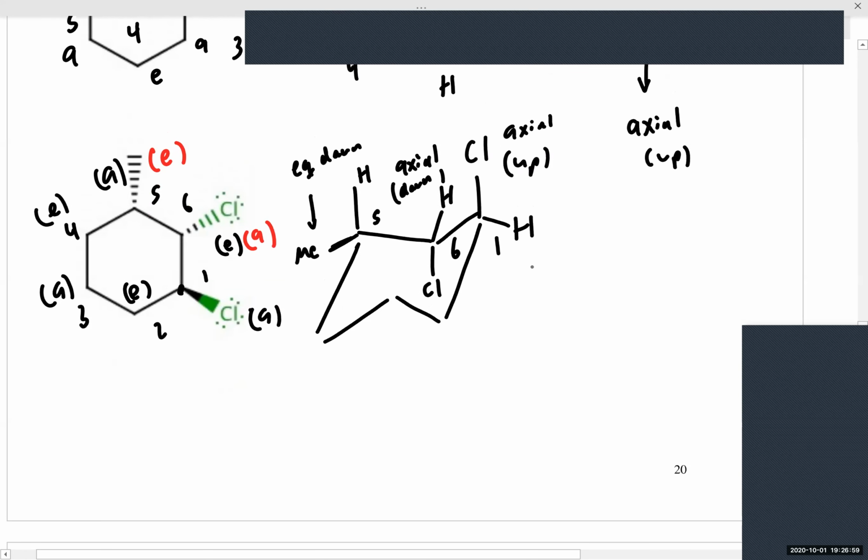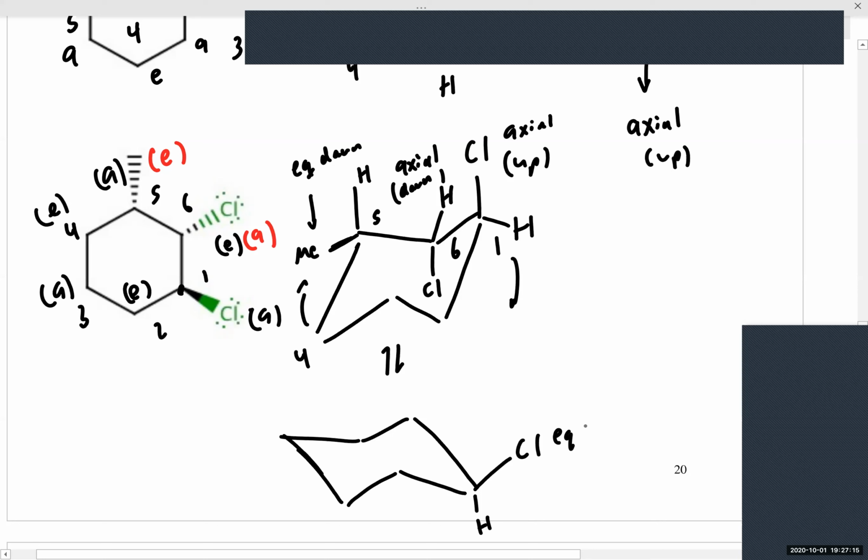So now after a ring flip, carbon 1 goes down, carbon 4 goes up. So at carbon 1, our chlorine is now equatorial, pointing up. So 1, 2, 3, 4, 5, 6. At carbon 6, our chlorine is now equatorial, pointing down. Since when we undergo a ring flip, our axial and equatorial substituents flip. At carbon 5, our methyl that was previously equatorial pointing down is now axial pointing down.